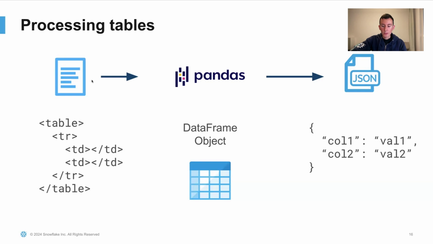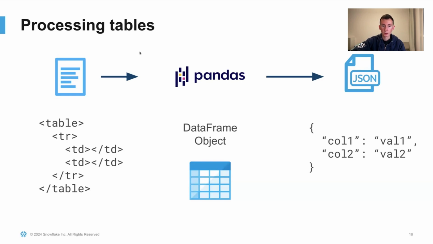We are using the Python library called pandas, and pandas is able to read this table HTML code. Pandas is going to convert this HTML code into a data frame object. For those who are not familiar with the pandas notations, a data frame object is some kind of table object that contains different columns and different rows. So that's exactly what we have in a table.